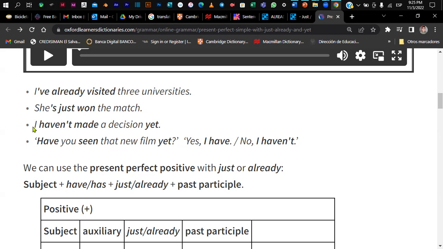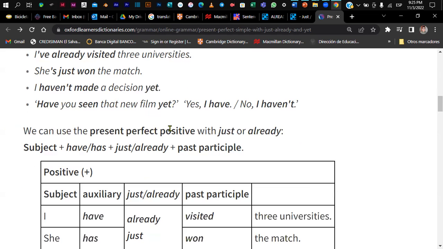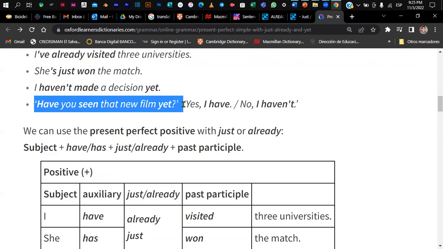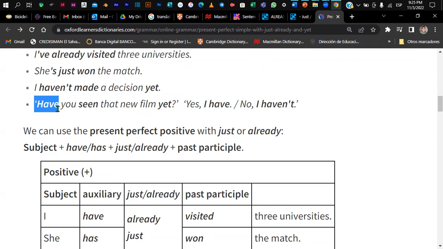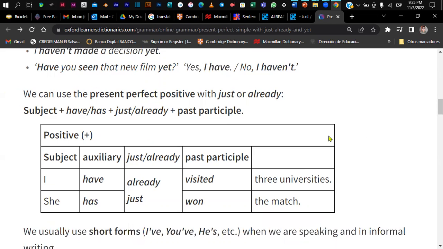I haven't made a decision yet. If you see, yet is at the end of the sentence. It's affirmative, it's negative, but yet it's at the end. And this one, a question: have you seen that new film yet? Yes, I have. Or no, I haven't.